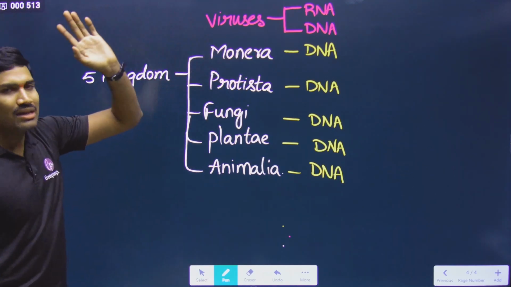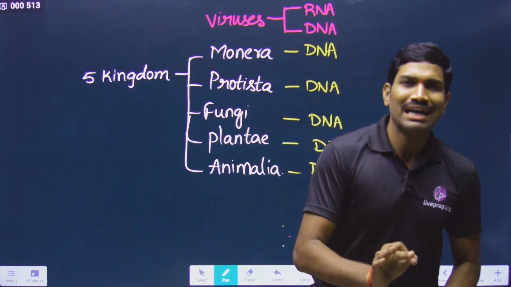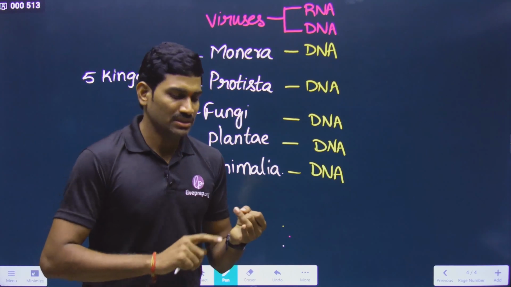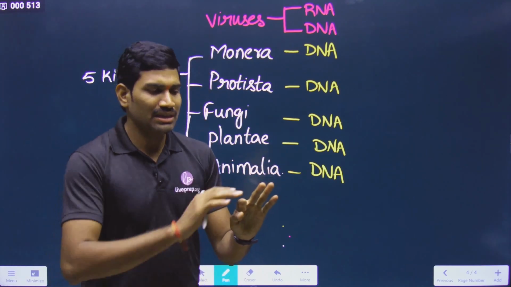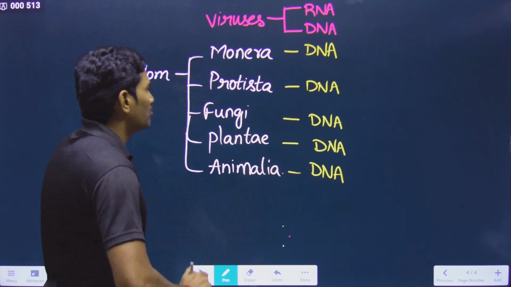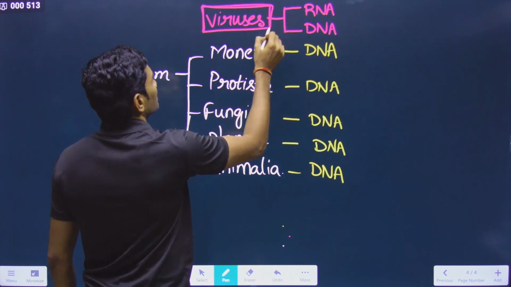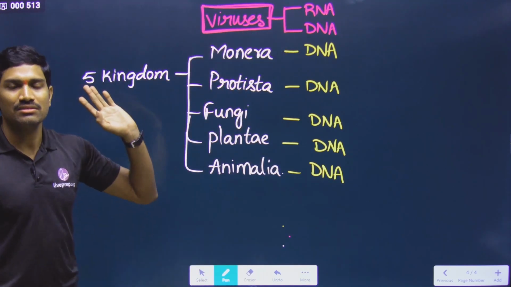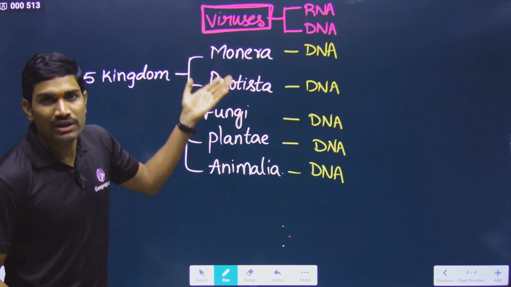Now, what are the organisms that are present under kingdom Monera? Eubacteria is present, Archaebacteria is present, Cyanobacteria are present. Likewise, all bacteria-related organisms are present. Fine. But the question is, in which kingdom are these viruses present? If you know that, you can get the answer. Are they present in any of these 5 kingdoms?